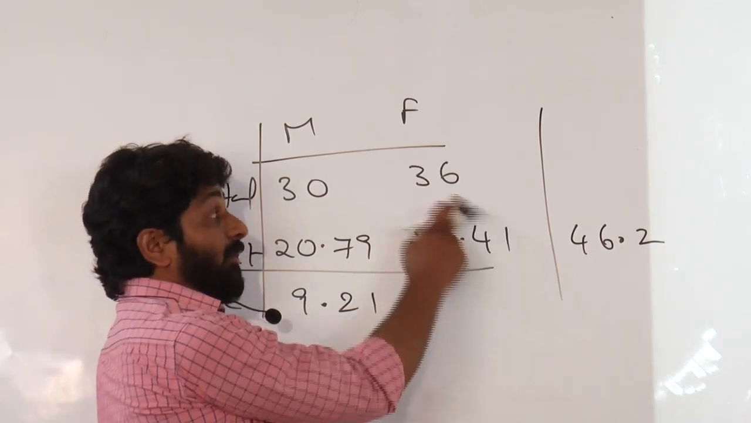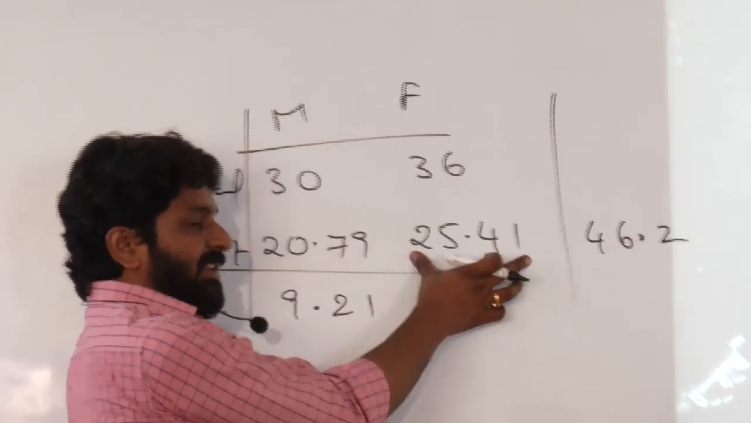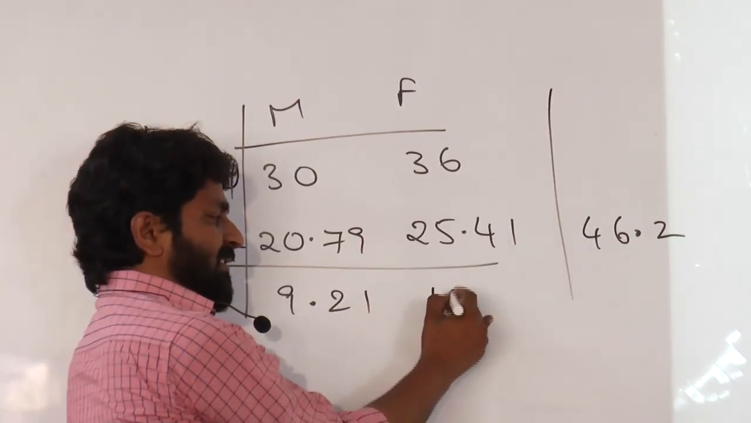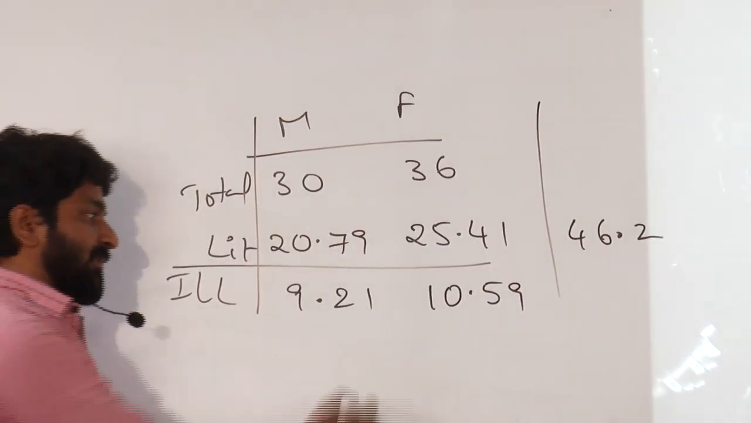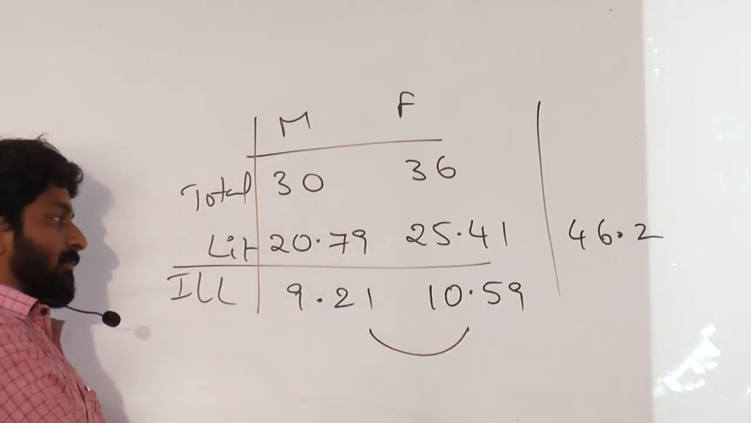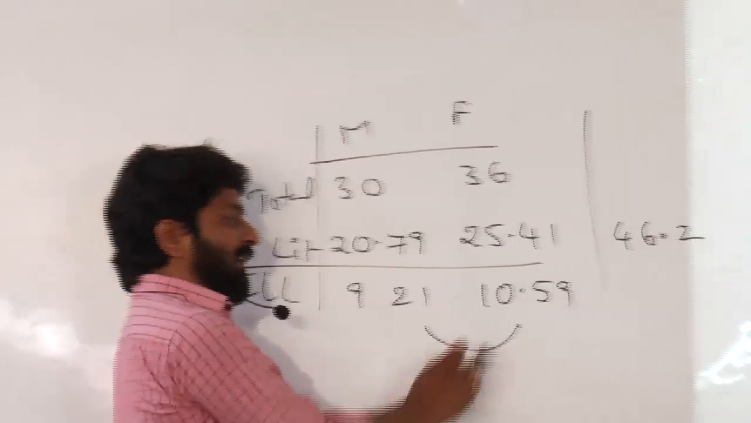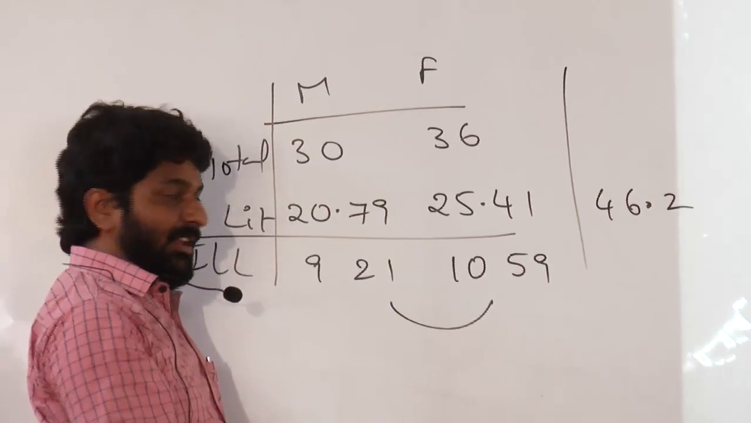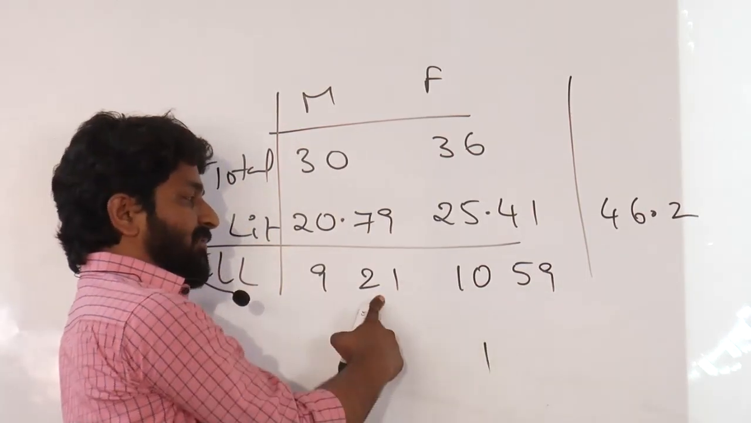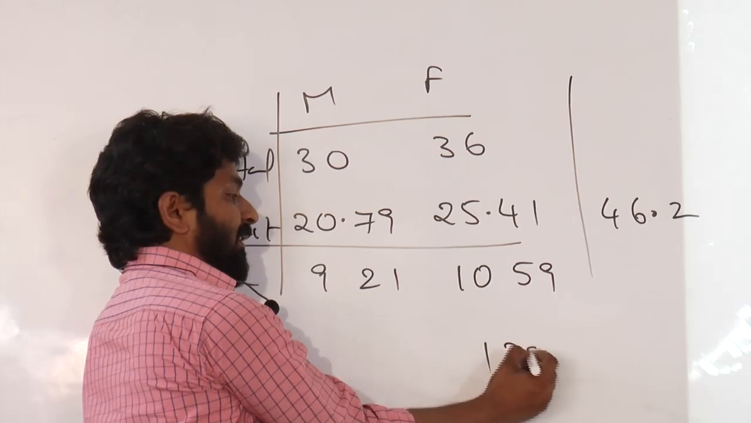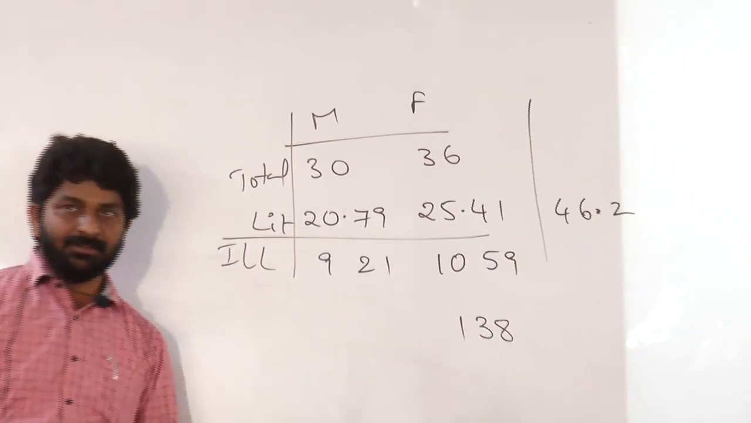Out of 36, 25.41 are literates. Illiterates are, subtract 26 and add remaining. Subtract 26, 10.59. You're asked about difference of these two numbers. After decimal you have two numbers, here also two numbers, so you can treat as 921 and this as 1059. Subtract 900, that is 100. 59 minus 21, 38. You should see 138. Fifth option.